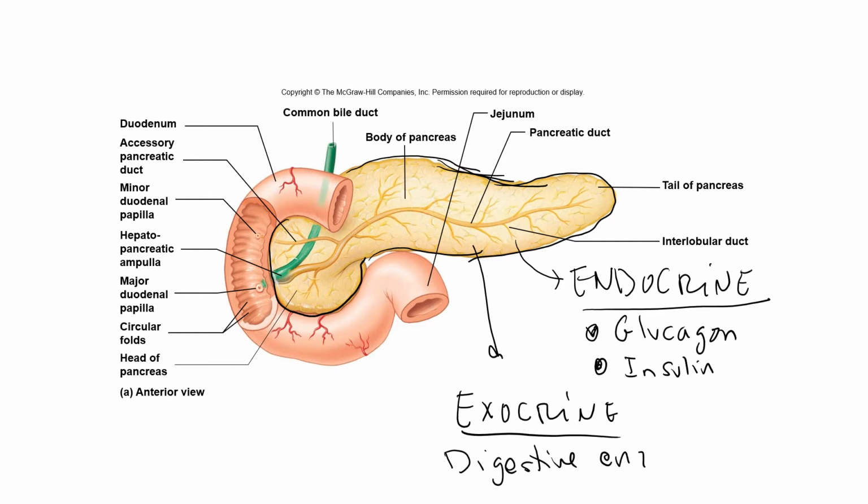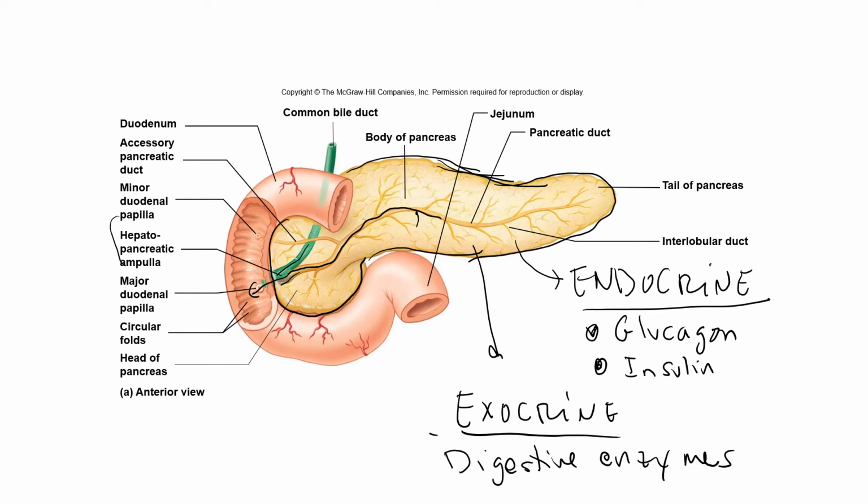Digestive enzymes are produced by acinar cells of the pancreas. The digestive enzymes are collected by the main pancreatic duct, which joins the common bile duct, and the digestive enzymes will be delivered together with bile by the hepatopancreatic ampulla onto the duodenum.